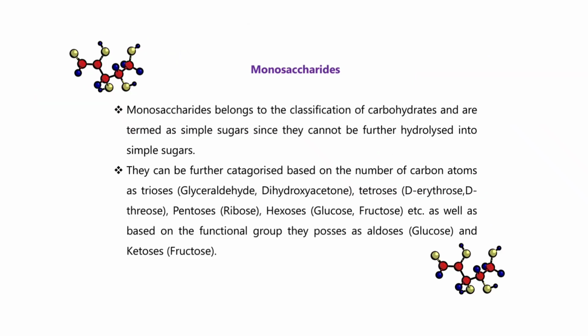Monosaccharides belong to the classification of carbohydrate, and they are classified as simple sugars because they cannot be further hydrolyzed into any form of sugars. They can be further categorized based on number of carbon atoms such as trioses, tetroses, pentoses, and hexoses. Also, they can be categorized based on functional groups as aldoses and ketoses.